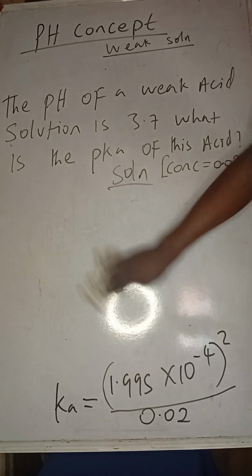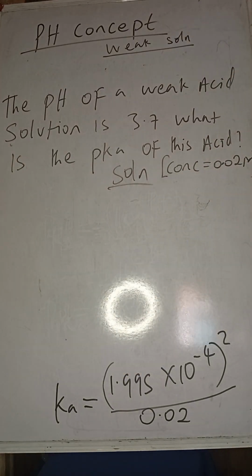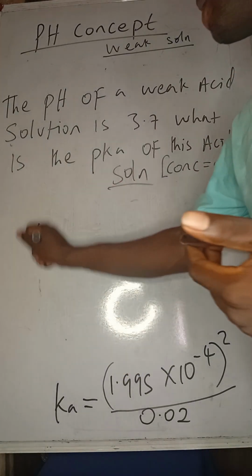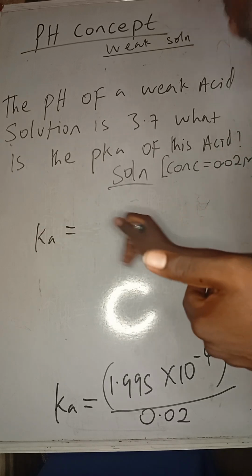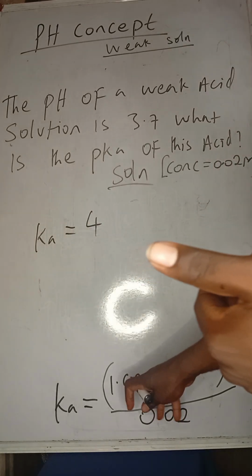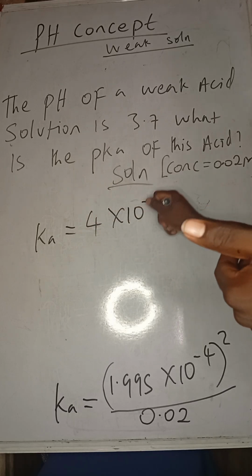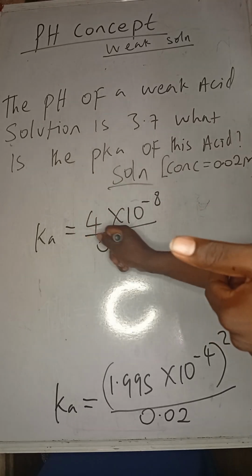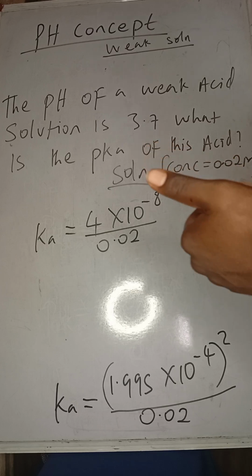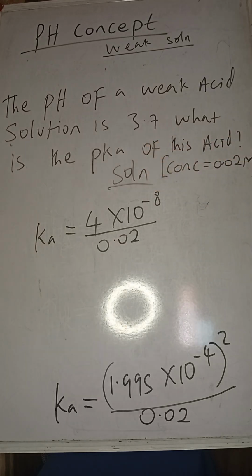You can rewind the video to get that information back. So I can see now that Ka is equal to, that's 4, since 2 squared is 4, times 10 raised to power minus 8, all over 0.02. So what should we have as that? That should be Ka.